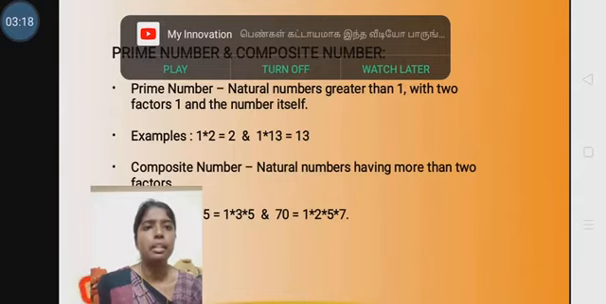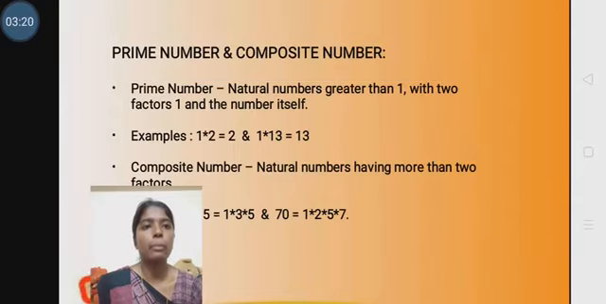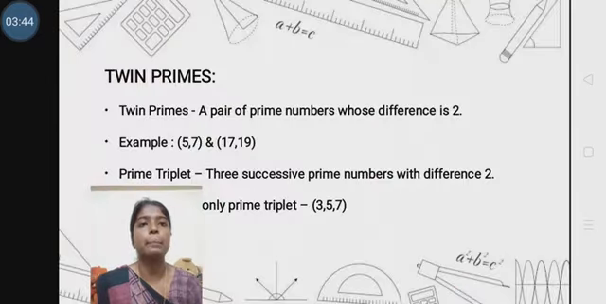Composite numbers. Natural numbers having more than two factors. Natural numbers always having more than two factors are known as composite numbers. For example, see the number 70. 70 consists of more than two factors, that is 1, 2, 5 and 7, and numbers which have more than two factors are known as composite numbers.